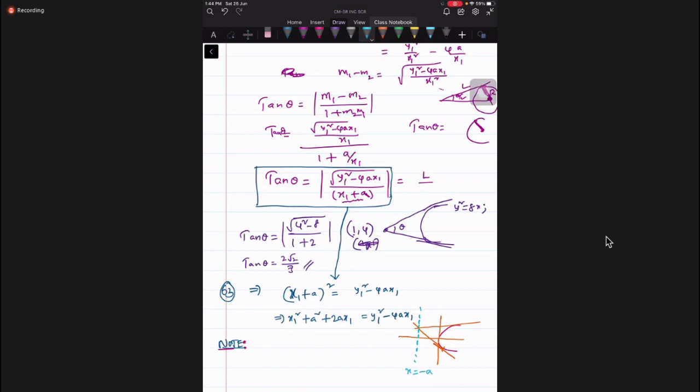If at the end of two focal chords you draw tangents, and their point of intersection is on the directrix. Remember that at the end of a focal chord, if you draw two tangents, they are always perpendicular and they'll meet at the directrix. Concepts clear, students, all of you?